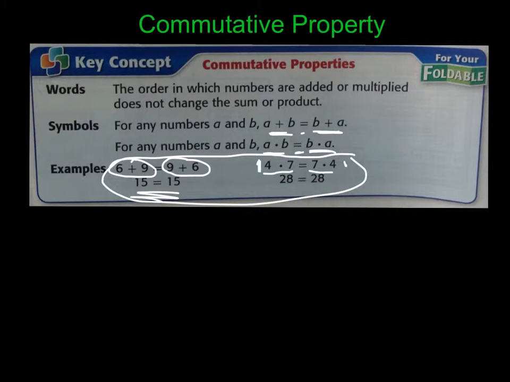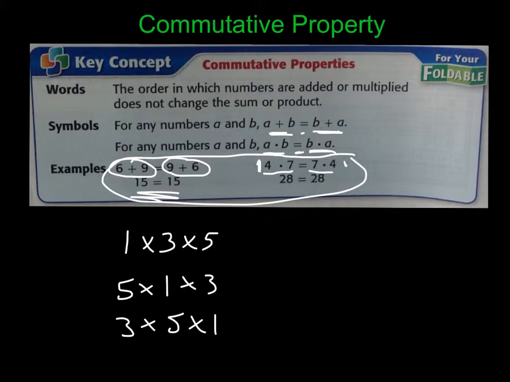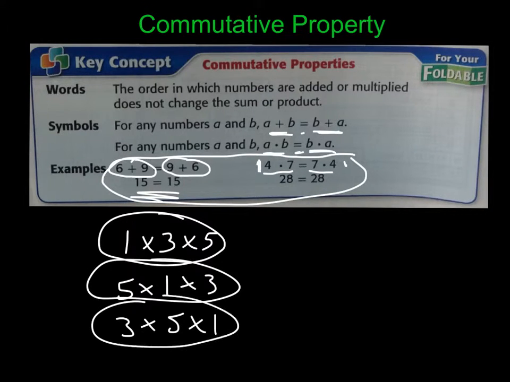So any two numbers, when you add or multiply, or three numbers or four numbers, it doesn't matter how many numbers you have, you can add or multiply them in any order, and you'll get the same answer. I could take 1 times 3 times 5, or I could take 5 times 1 times 3, or I could take 3 times 5 times 1. Okay, it's the same numbers, and if I'm multiplying or if I'm adding, I'm going to get the same answer.